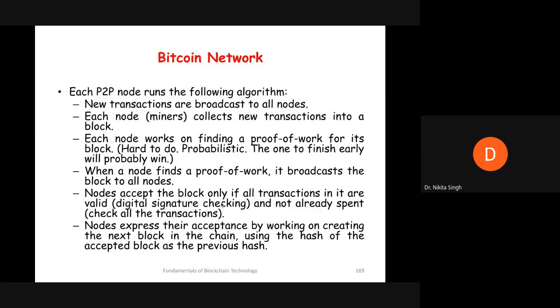The nodes will accept the block only if the transactions are valid, that is, they check the digital signature. And they also check that those transactions have not already been spent. So you're checking the unspent transaction output. And the block is added to the blockchain using the hash of the previous block to link your current block. So we'll stop here. This completes your Bitcoin network.